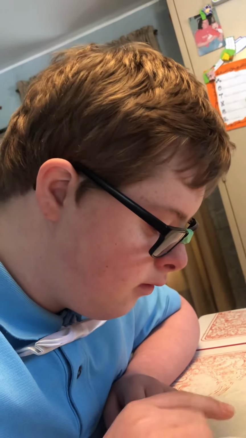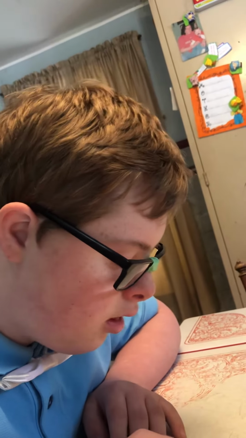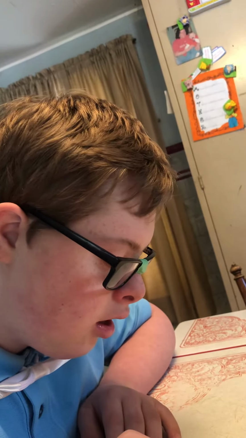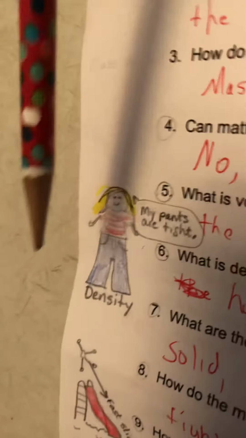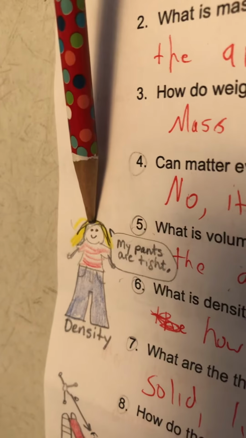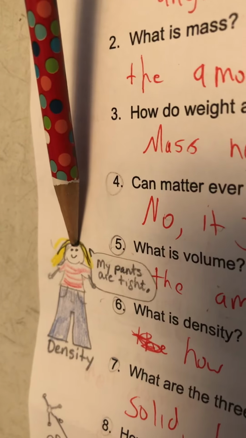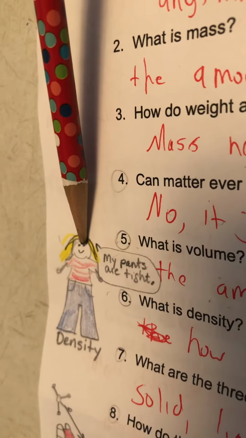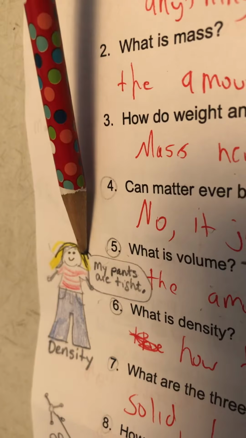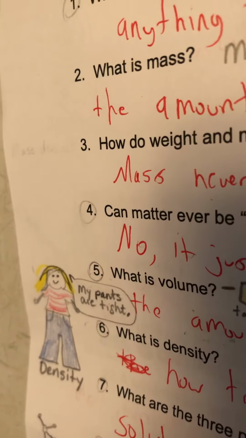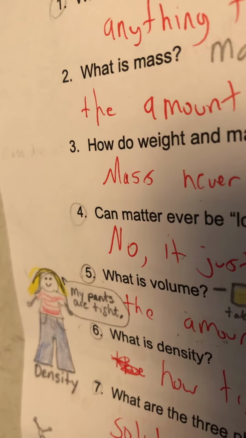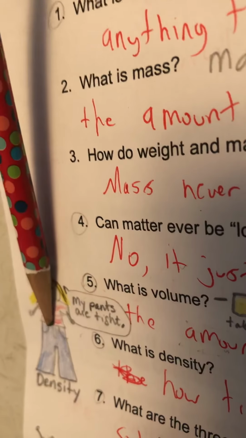Number 6. What is density? I'm going to show you my little friend. Her name is Density, not Destiny. And she says, my pants are too tight. So density is how tightly packed the particles in an object are. So density's pants are tightly packed.